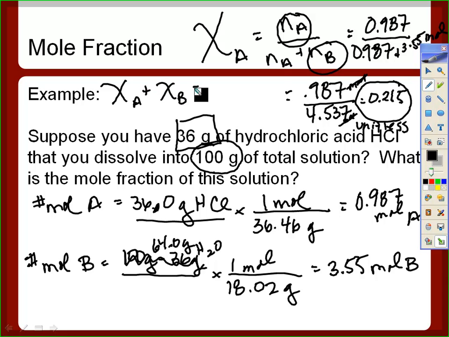Which means by default, since mole fraction of A plus mole fraction of B equals 1, my mole fraction of B is just going to be 1 minus 0.215. So my mole fraction of B automatically is 0.785. And you could go through and plug in the moles of B divided by all this, and you should get the same answer. Because of this relationship, we know it's 0.785. So 0.785 mole fraction is going to be my solvent, and 0.215 is my mole fraction of my solute.